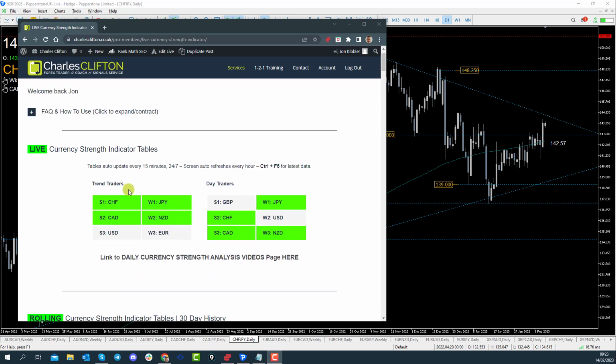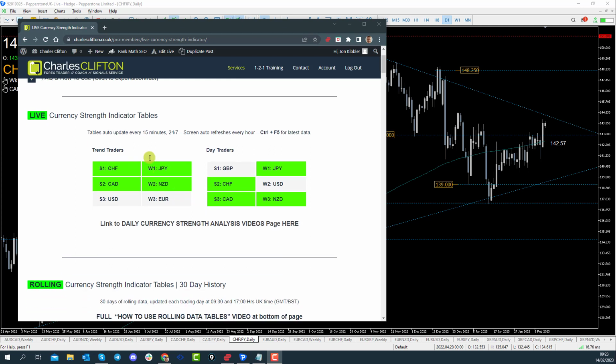And here I have two tables in front of us. We have the trend traders table and the day traders table. These are showing the same studies but just highlighting different time frames. So the trend traders is our higher time frame, day traders is our lower time frame. You can see here some of the currencies are highlighted in green. That means there's a confluence between the two trading time frames. That's where we'll be focusing our attention in these videos.